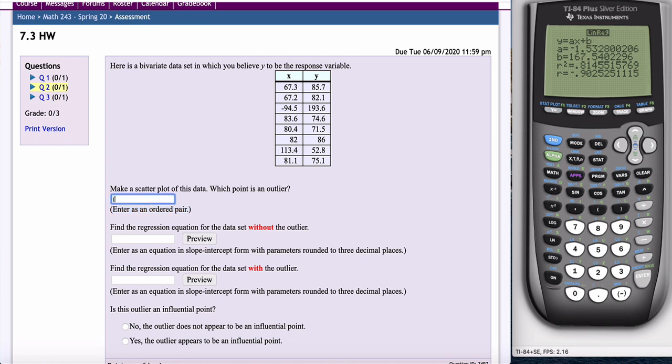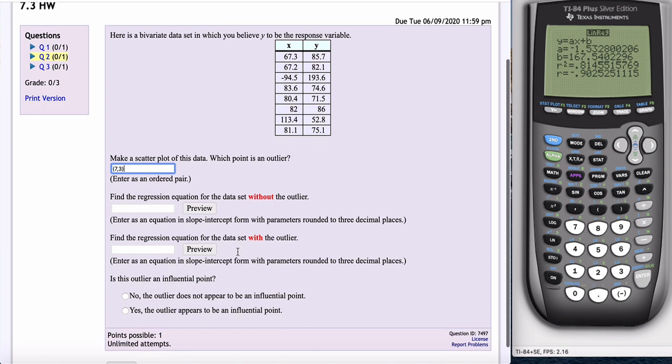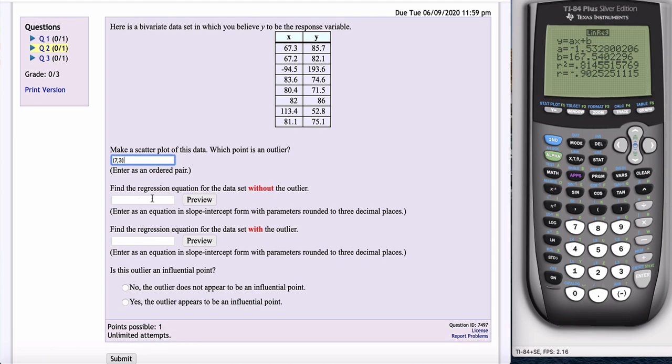So like this, right, with parentheses and a comma in between. Figure out which one your outlier is. And then figure out your LSR line without the outlier and figure out the LSR line with the outlier. And what you're supposed to do is enter an equation in slope-intercept form with parameters rounded to 3 decimal places. So what they mean is y equals 1.234 x plus, I don't know, 456.789. Sure. It's written as an equation.